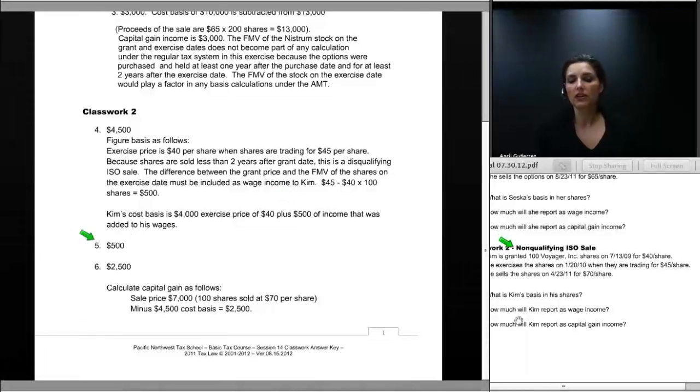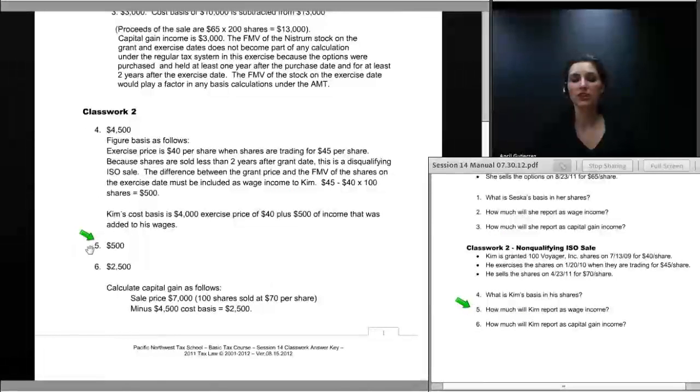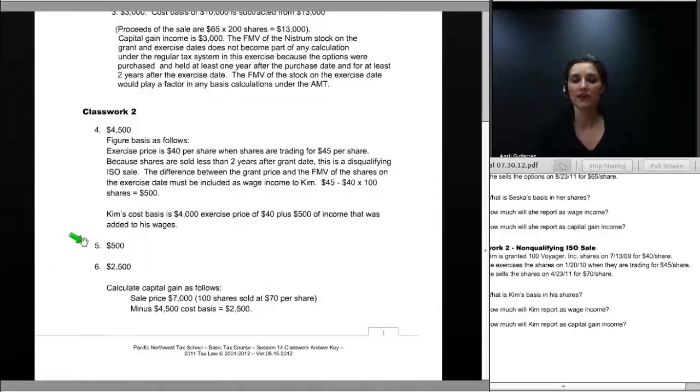So the next question in line is how much will he report as wage income? And I've just told you that. It's $500. And the final stage is to figure out what his capital gain is. Well, he purchases 100 shares at $45 a share, and that gives him a cost of $4,500. He sells for $70 a share, or $7,000, and that gives him a $2,500 gain. So that concludes the review of the Session 14 Classwork 2 answer key.